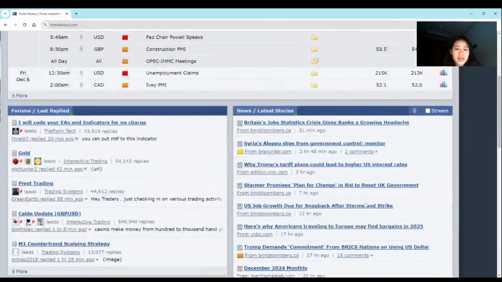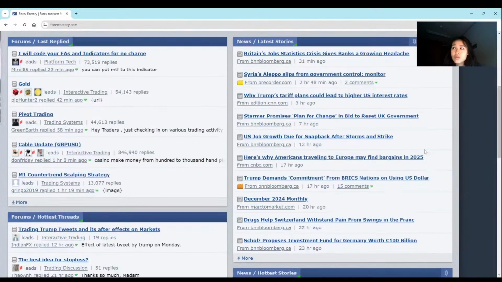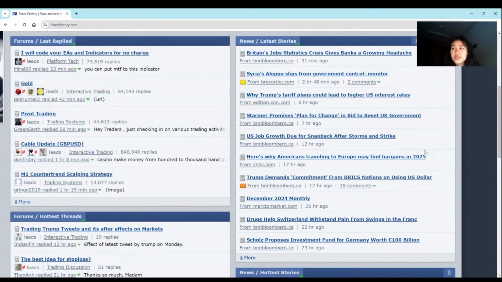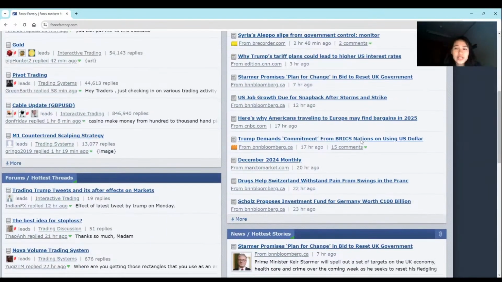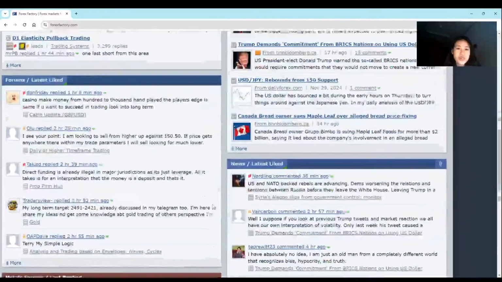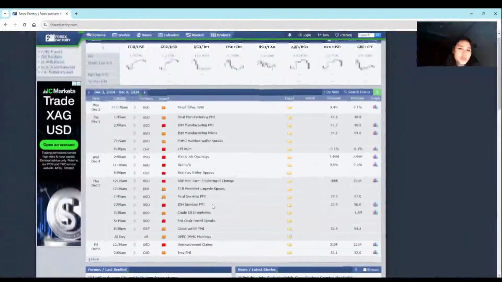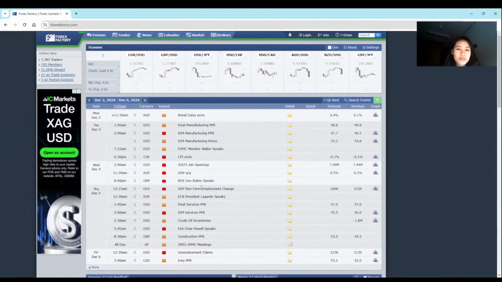So yeah, there are a whole bunch of news outlets as well, like Bloomberg and CNBC, that you can take a look at, and some forums if you choose. This is just the website that we prefer to use, but it's entirely up to you what other economic calendars you want to make use of.